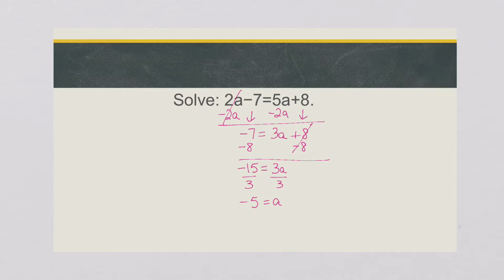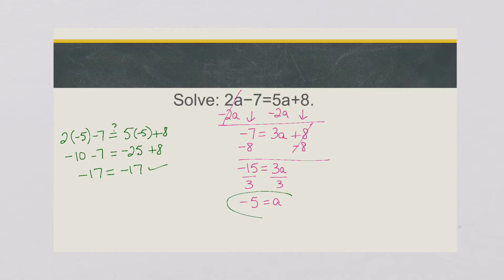Okay, so now I'm going to check my work. 2 times negative 5 minus 7, is that equal to 5 times negative 5 plus 8? 2 times negative 5 is negative 10. Positive 5 times negative 5 is negative 25. Negative 10 minus 7 is negative 17. Negative 25 plus 8 is also negative 17. So I know this is correct.